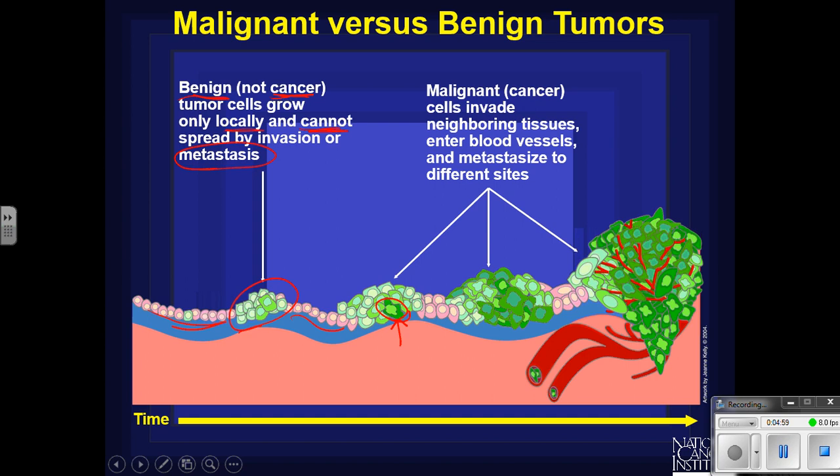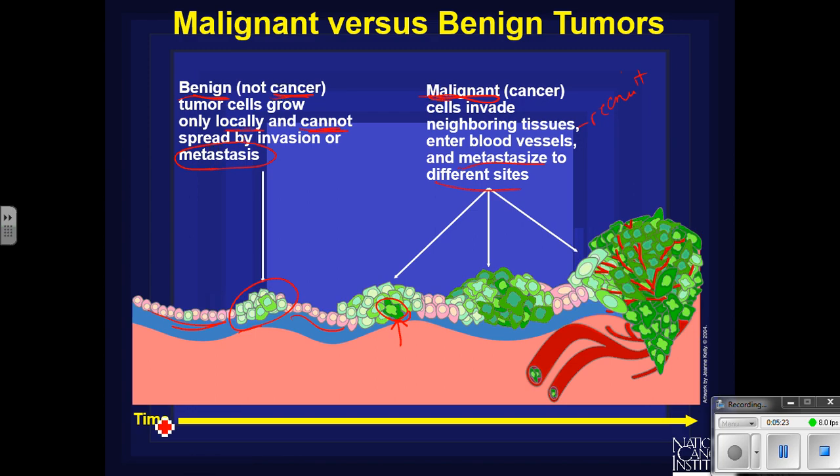So that's what makes benign different than malignant. Malignant are actually your cancer cells. They're going to invade neighboring tissues. So they're going to recruit other cells to be bad with them. They're going to enter the bloodstream, and they're going to metastasize into different sites, into any other organ.